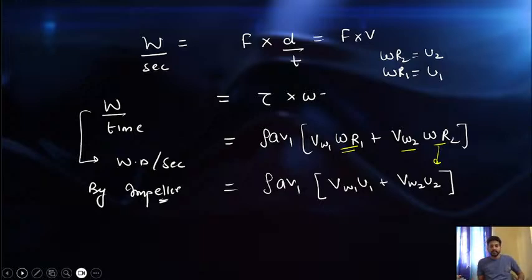So this is basically my work done per second. It is my rho AV1 into VW1 U1 plus VW2 U2. If I define this term, it is the work done per unit second. Whose work done is this? That is the work done of the impeller.